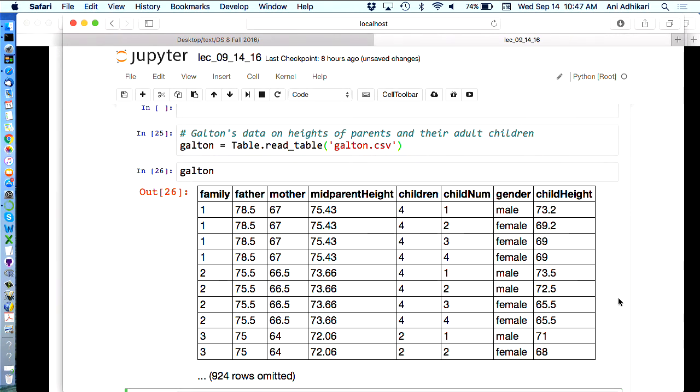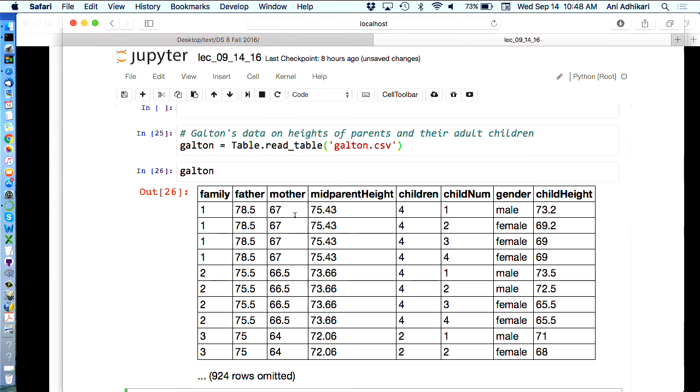So this is his data set, one of his many data sets. 934 adult children. So you see the child here? These are adults. And he's trying to figure out how height gets passed down from one generation to another. So for each of these adults, he calls them the child, and he notes their height. This is in inches, of course. Okay. He notes the gender. He notes the child num, the order in the family, whether the firstborn, the secondborn, the thirdborn, the fourthborn. He's noting that. The number of children in the family.